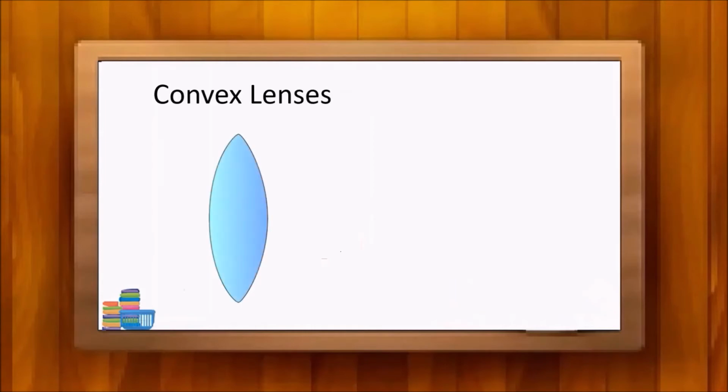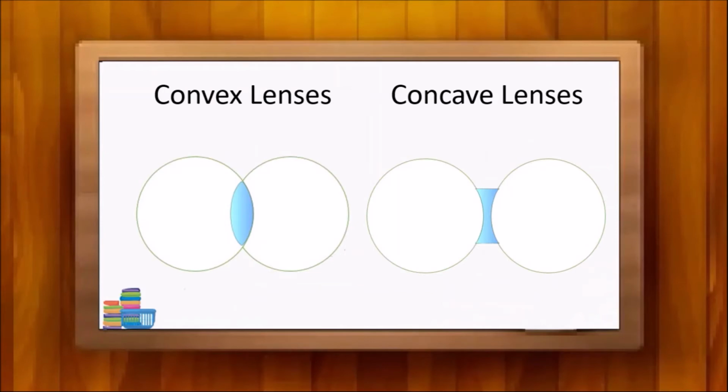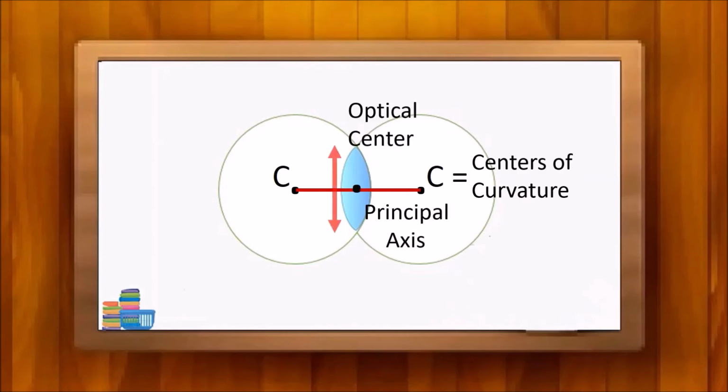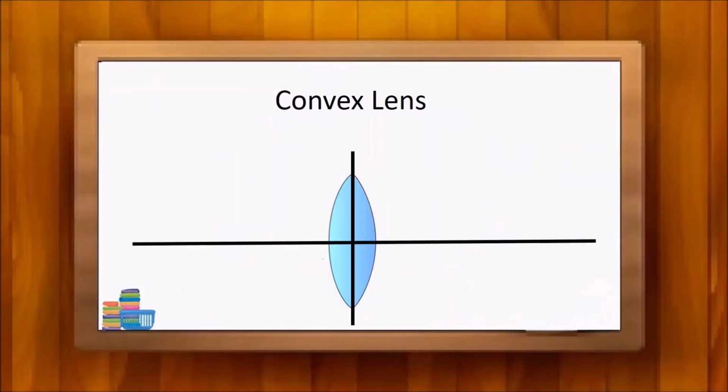Then we're going to learn about lenses. Mainly there are two types of lenses: convex lenses and concave lenses. They have been created using a couple of similar solid spheres as this. These are called centers of curvature. This is the principal axis. This is the optical center. Light gets into the lens through this area. It's called the aperture. A lens has a focus.